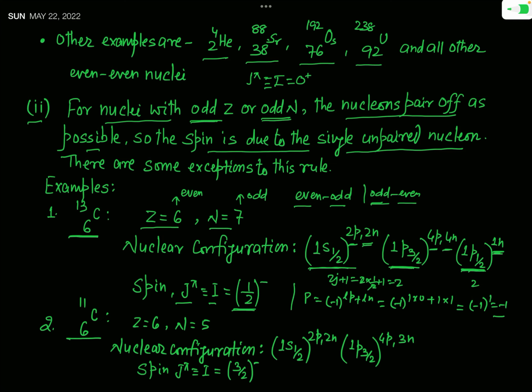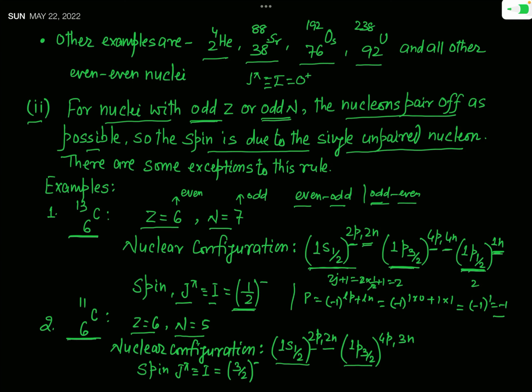Now see, another example you can see here, this is 6C11. In this case, Z is equal to 6 and N will be equal to 5, because 6 plus 5 is 11. Now write the nuclear configuration. This will be 1s 1/2. Since J is 1/2, the number of protons and neutrons in the first subshell will be 2 and 2. So I have written here 2p2n. And then 1p 3/2.